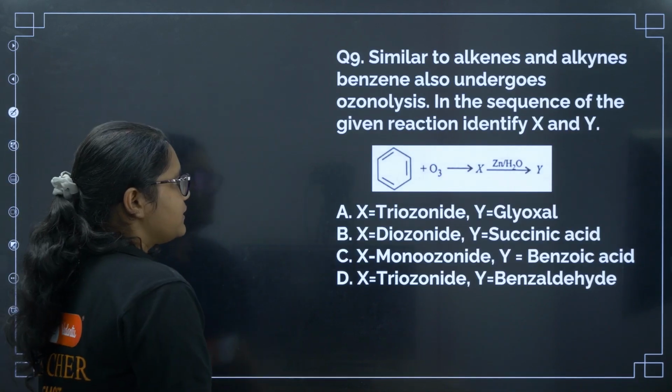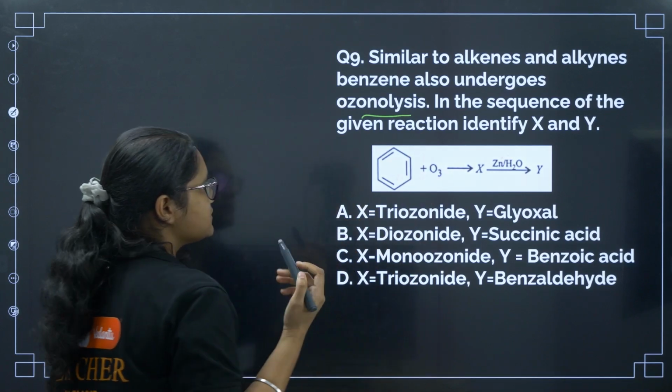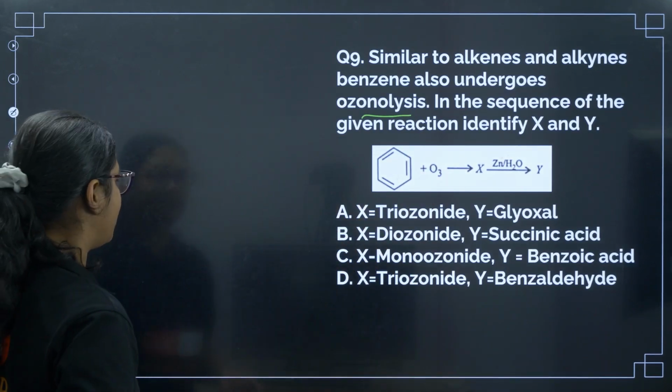Next, similar to alkenes and alkynes, benzene also undergoes ozonolysis. In the sequence of the given reaction, identify X and Y.